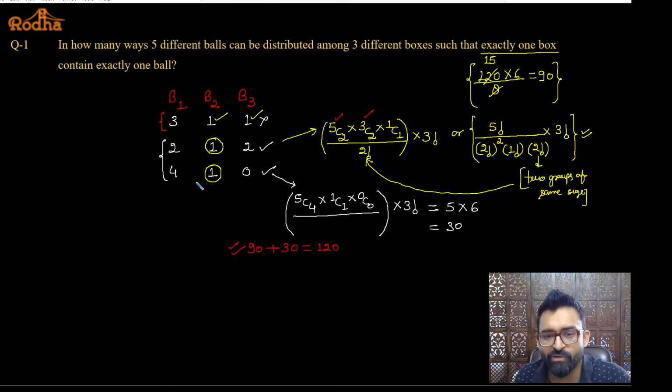Now here I am going to say that out of 5 balls, I am going to put 4 balls into 1 box, which is 5C4, because the boxes are different and balls are different. We have to select the balls. Then 1 ball will be distributed in 1 box and 0 balls will be given to the other box. Which box will be empty? I don't know. So I have to distribute these 3 groups which I just made into 3 boxes in 3 factorial ways.